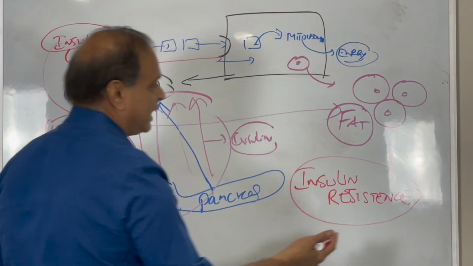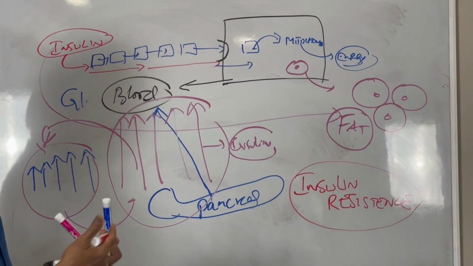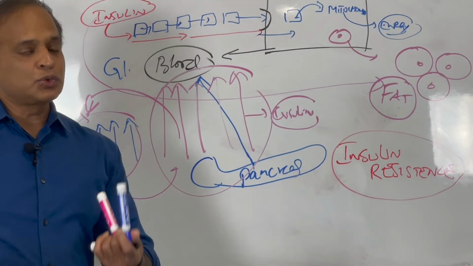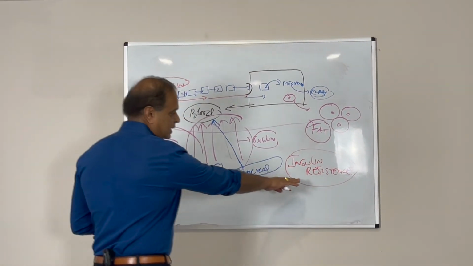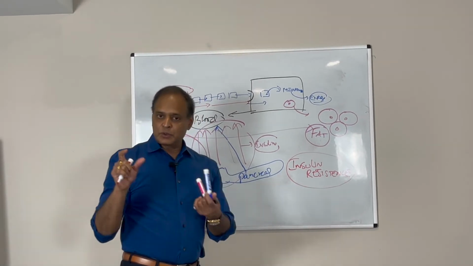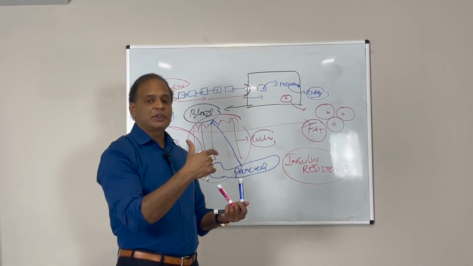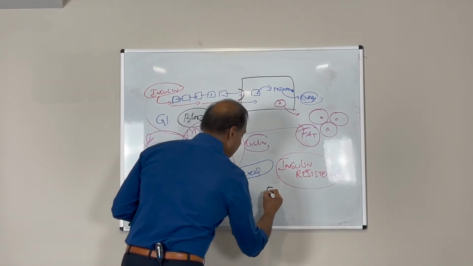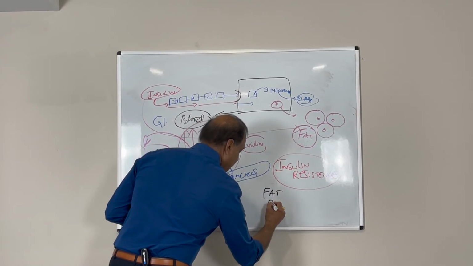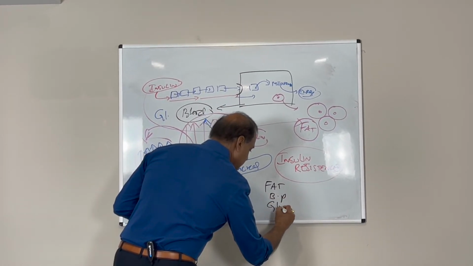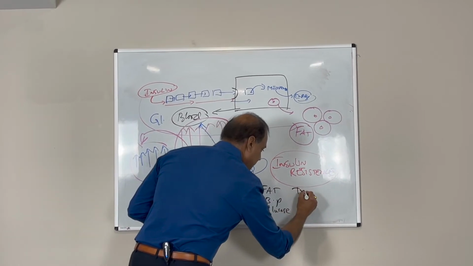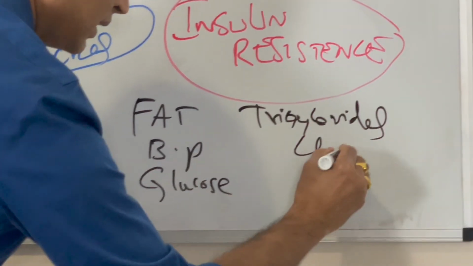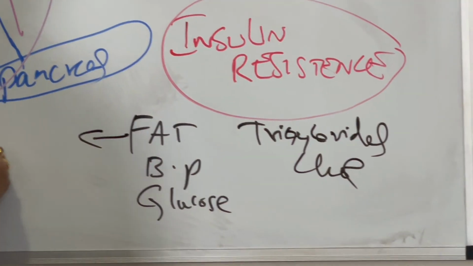Now, how does that manifest? That manifests in various ways: high sugar, high blood pressure, high cholesterol, high triglycerides, increased weight, because this resistance that we are talking about is not necessarily just related to the sugars. It is related to everything that we talked about: fat, blood pressure, glucose, triglycerides, which is energy that we talked about, cholesterol, and fat again, which is the weight.